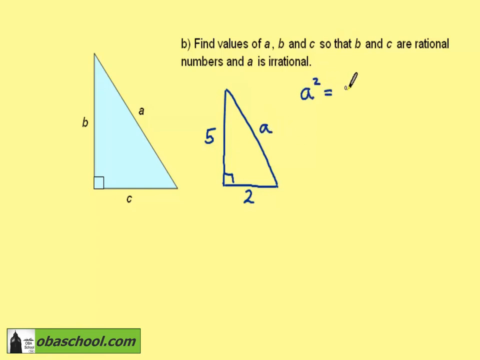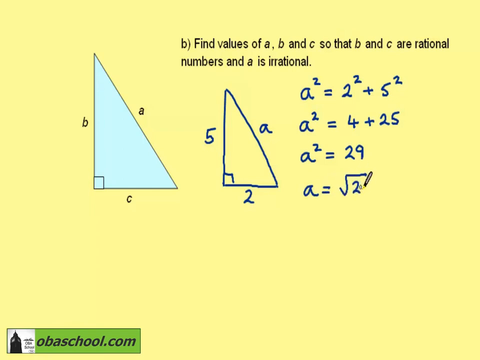A squared is equal to 2 squared plus 5 squared. So a squared is equal to 4 plus 25. So a squared is equal to 29, which means that a is the square root of 29. 29 is not a square number, so the square root of 29 is a surd, which we know is an irrational number.